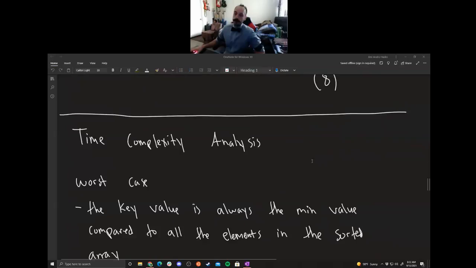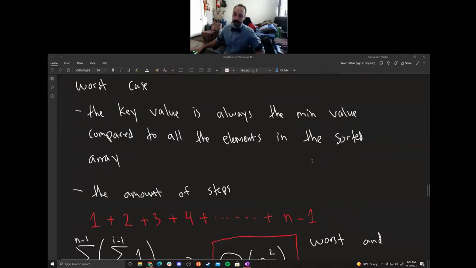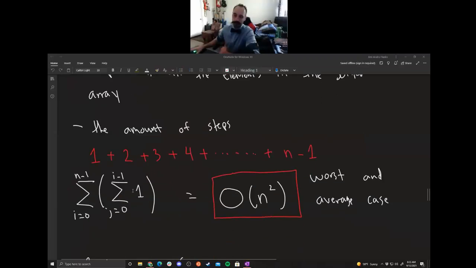In the worst and average case, it would be n squared runtime because the inner loop would have to run either n times or a fraction of n times, and this summation here models the worst case scenario. On average, the inner loop will also have to run several times for every outer loop iteration. So it's going to be mostly quadratic in runtime. In the average and worst case, it's quadratic.